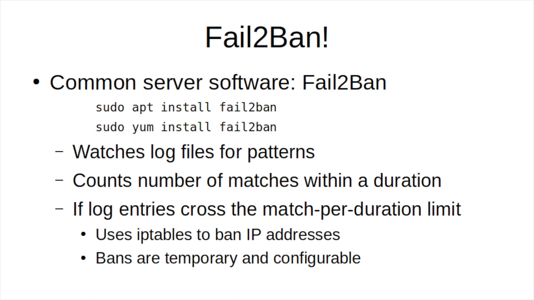And this is where Fail to Ban comes in. Fail to Ban is a great piece of open source software and it's available for most Linux and Unix systems. This tool watches log files for patterns and counts the number of sightings over time. If an attacker crosses the sightings per time limit, then Fail to Ban works with your firewall to temporarily ban the offending client. We don't use most of the default Fail to Ban rules. Instead, Neil wrote a few special rules.